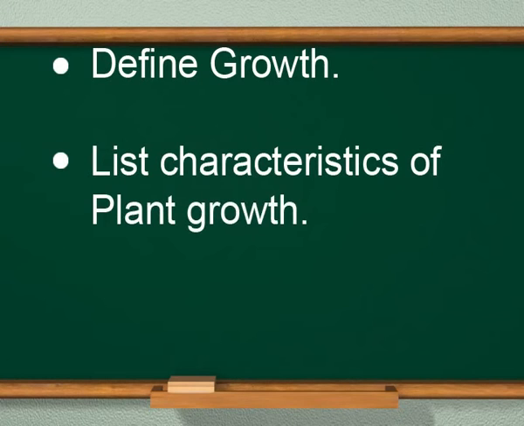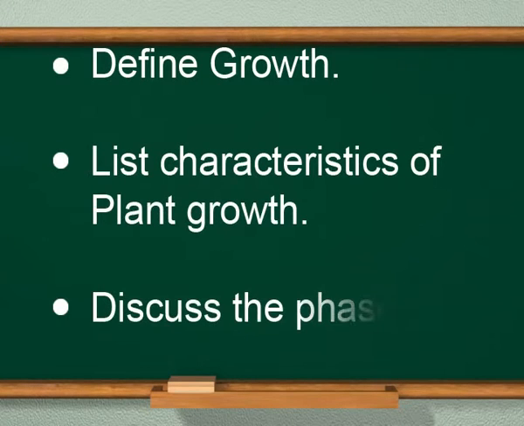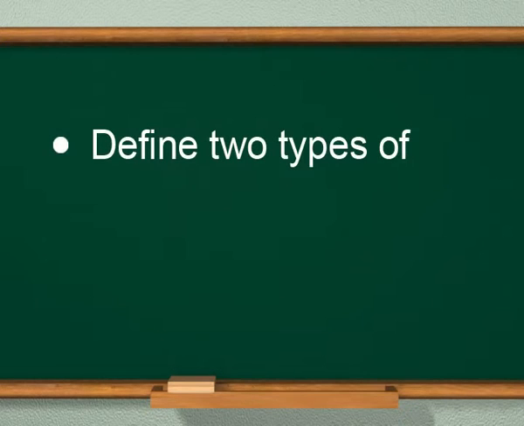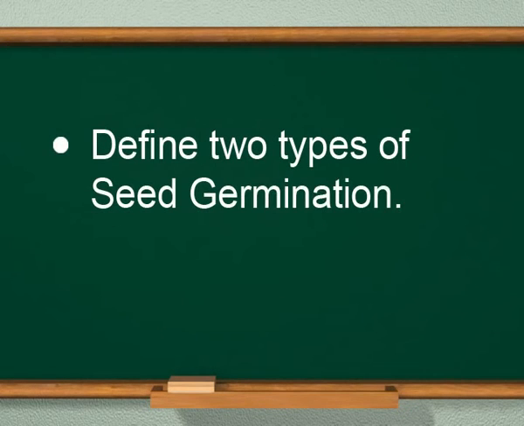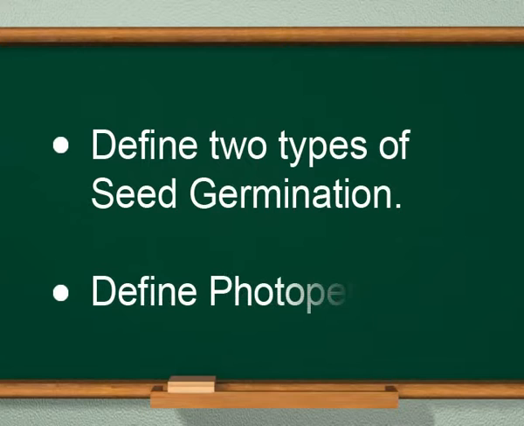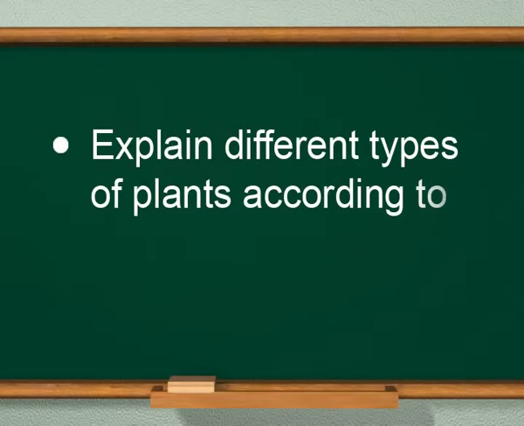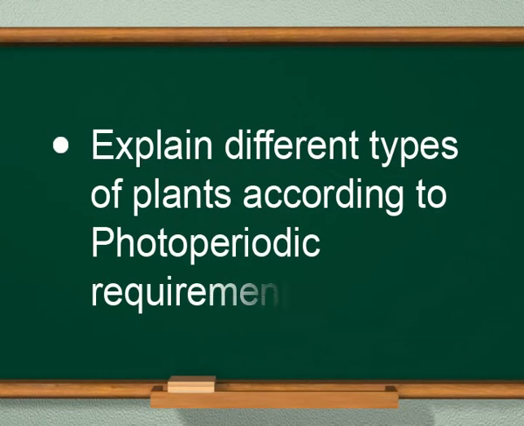Upon completion of this topic, learners will be able to define growth, list characteristics of plant growth, discuss the phases of plant growth, define two types of seed germination, define photoperiodism, explain different types of plants according to photoperiodic requirements.